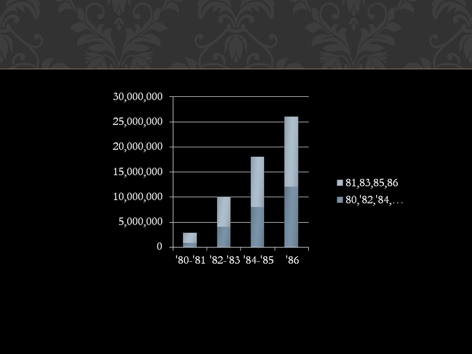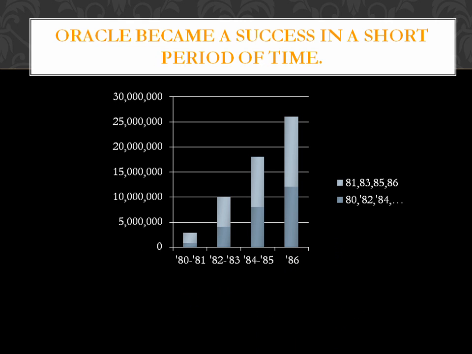From this chart, you're going to see basically the growth of Oracle from the beginning, from 1980 to 1986. Even though in 1980, the company had less than a million, it basically doubled every year till 1986. And this growth basically shows the basic trend in those years. So Oracle became a success in a short period of time.